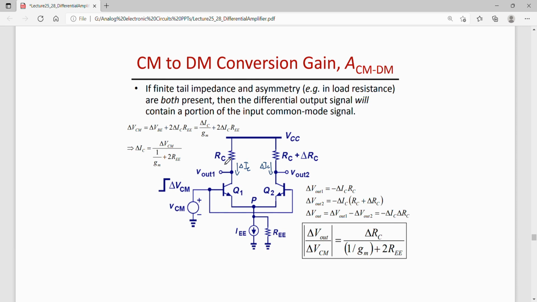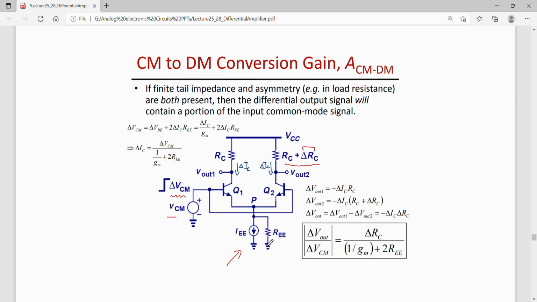Okay. Now in the previous circuit, as I said, I need to also assume that these two collector resistances, that is RC, are different. Okay. So for this small change in VCM, my collector current sees a change, and this collector resistance is, let us say, RC plus delta RC. Okay. So otherwise the differential output will be 0. Okay. But we want to incorporate the effect of this finite tail impedance.